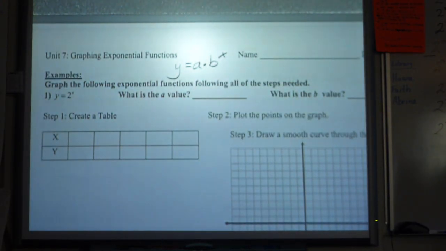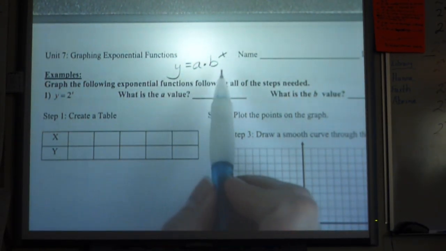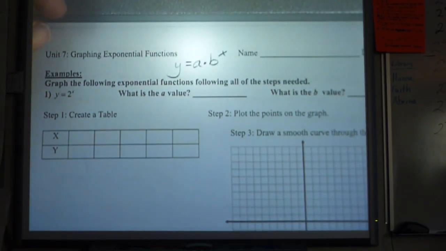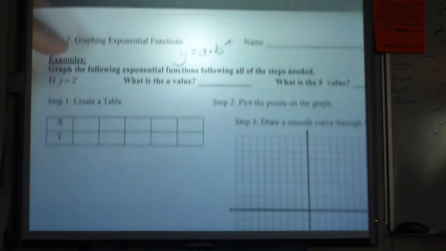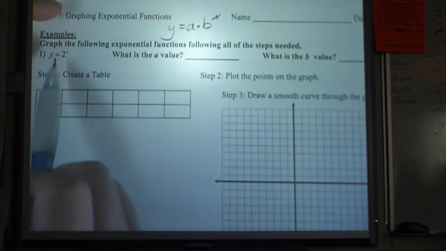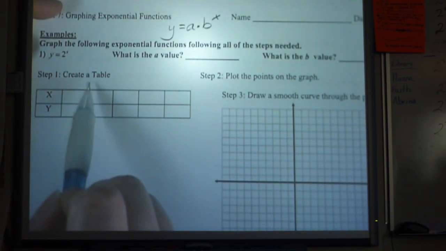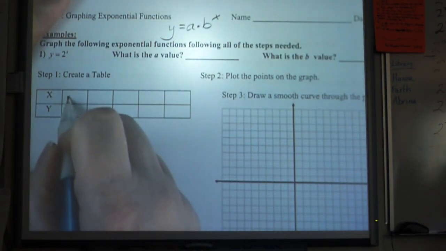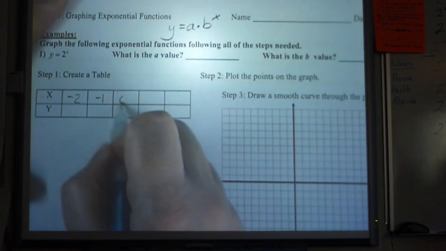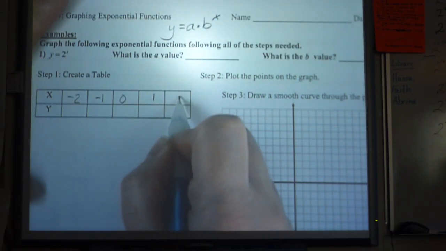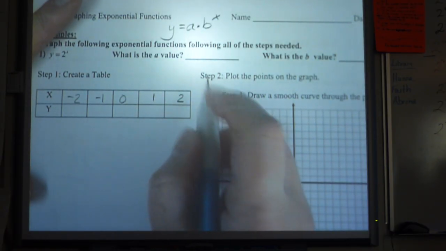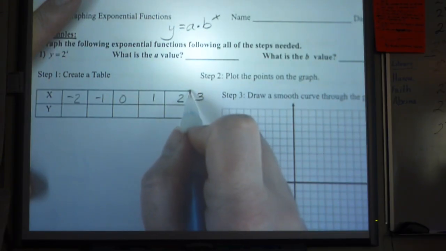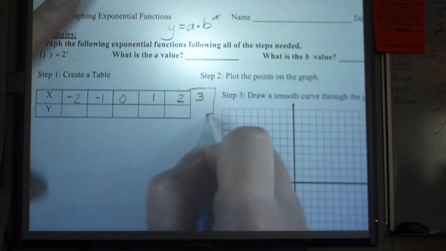All right, so here's our formula, y equals a times b to the x, and we're asked to graph the following exponential functions following all the steps needed. So number 1, we have y equals 2 to the x power. So we are asked to start off by making a table. Let's do -2, -1, 0, 1, 2, and let's just add in 3 so we can see that curve a little bit better.